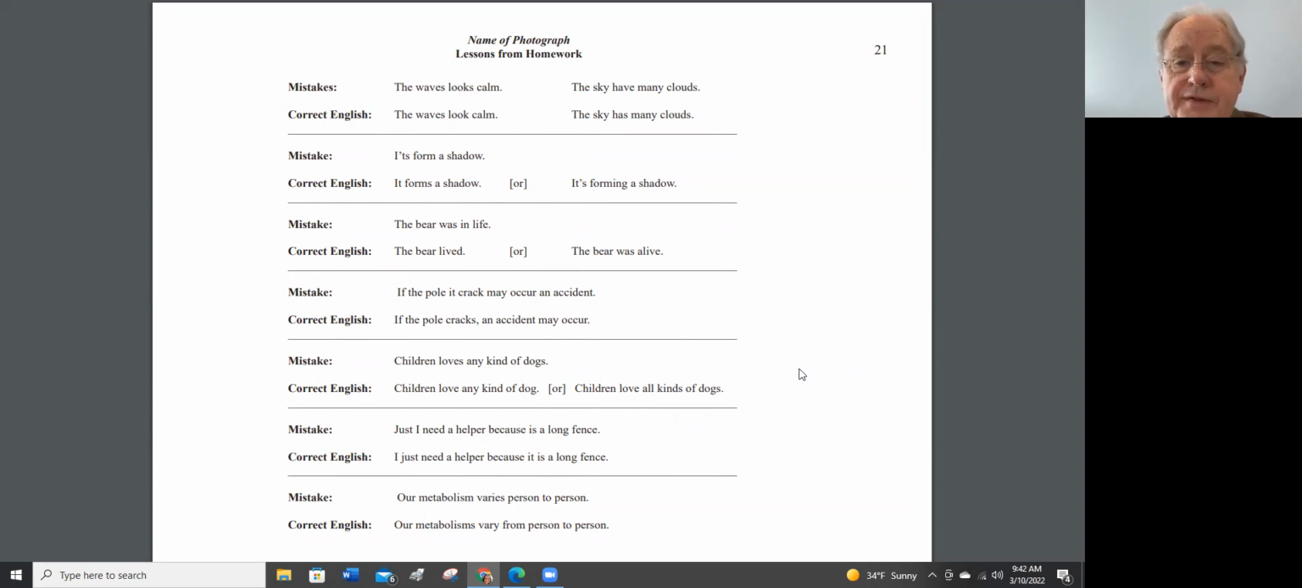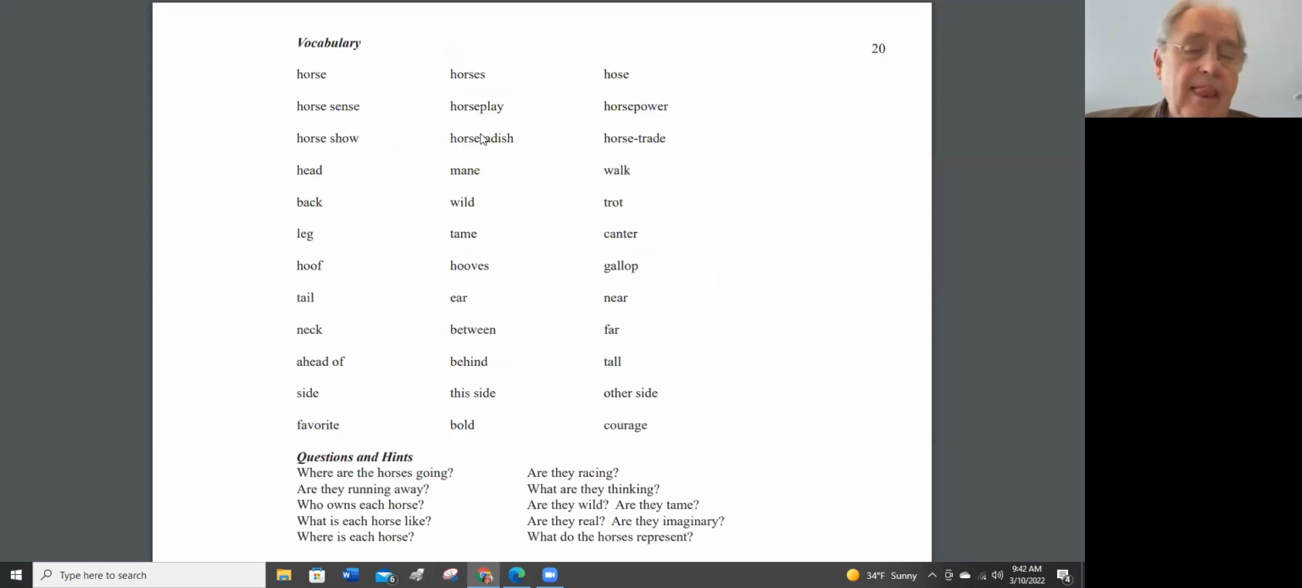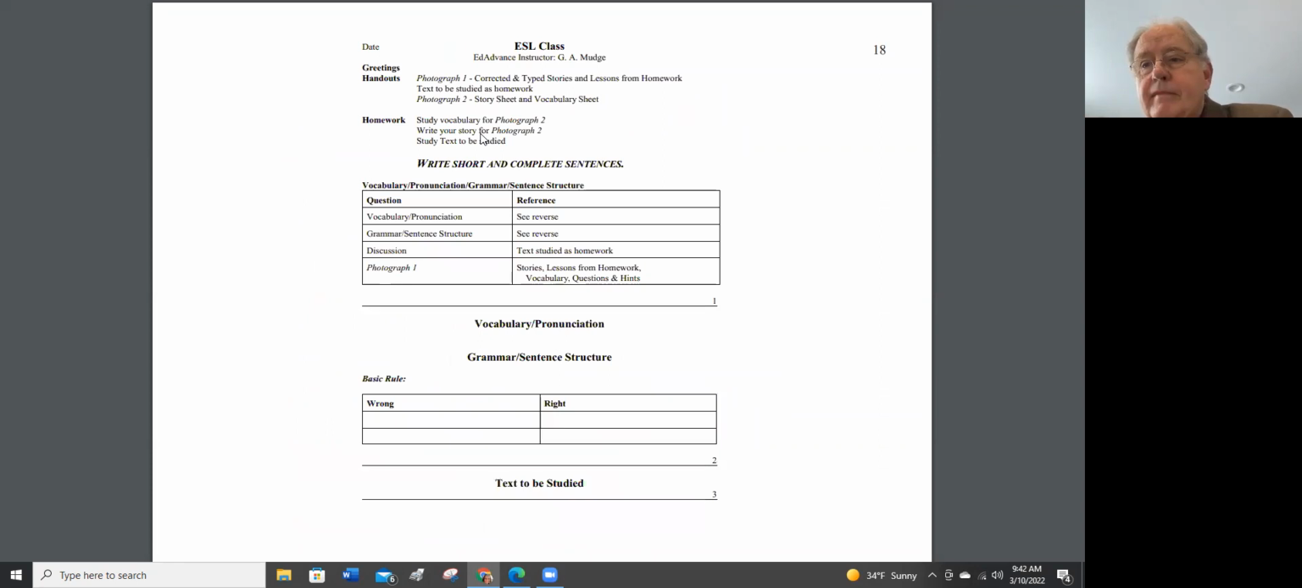Not very hard. All I've really done is this. And then how do you introduce the pictures in order to stimulate the responses? I say homework. Let's go back one slide, maybe. One more slide. Oh no, go to slide 18. That's the format for the class agenda. And you see under homework, study vocabulary for photograph, whatever. Write your story for photograph, whatever. And then study the text. So they have the book. Study the vocabulary for 3 horses. Write your story for 3 horses.